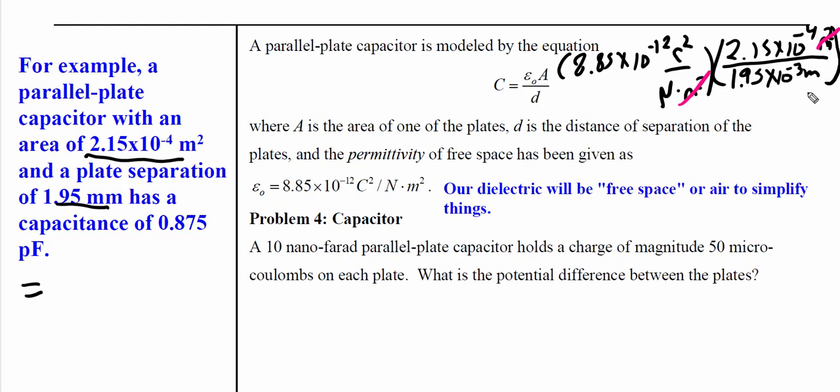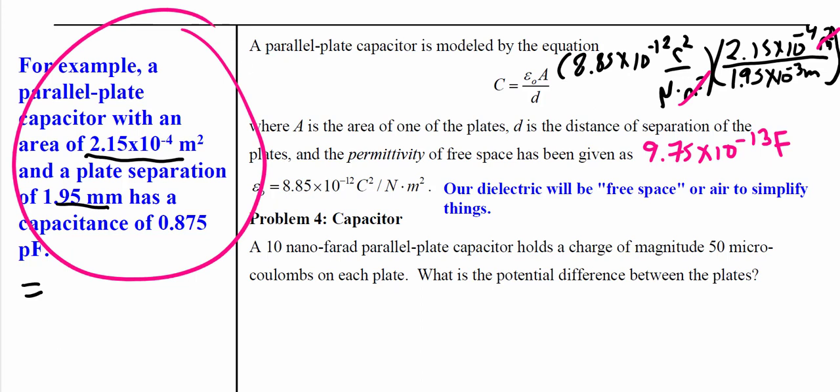But if we put this in a calculator, we're going to get 9.75 times 10 to the negative 13 farads for this example right here. And if you recognize that a picofarad is 10 to the negative 12, then that would end up giving us 0.875, typo. That should be 0.975 picofarads.